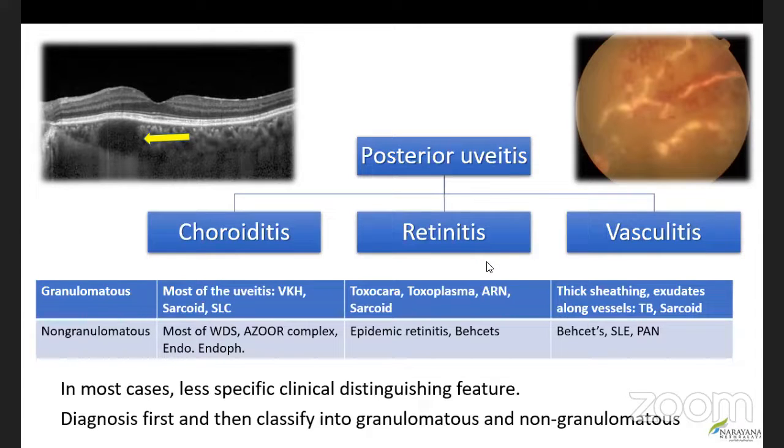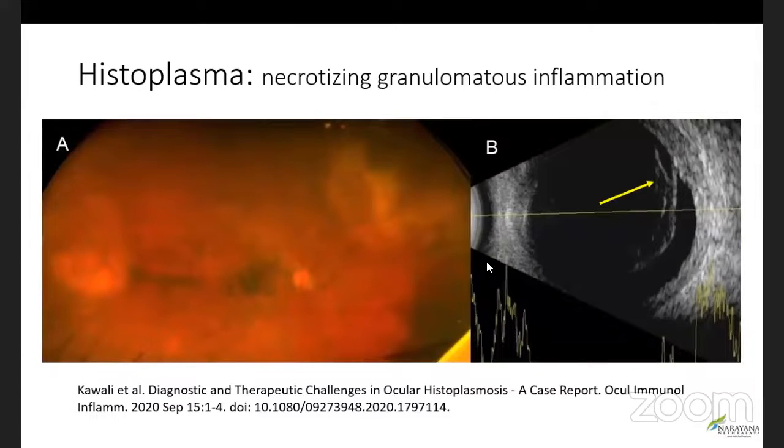So as you know, there are less specific clinical distinguishing features as you go in the posterior segment. So many times we have to diagnose the entity first and then differentiate between granulomatous and non-granulomatous. Or else the patient comes with obvious choroidal granuloma like this.